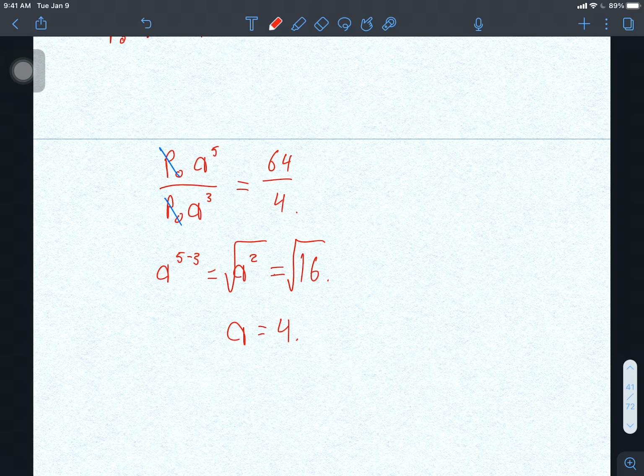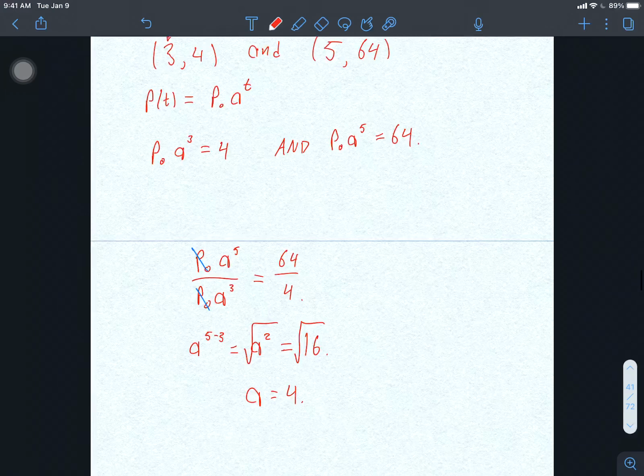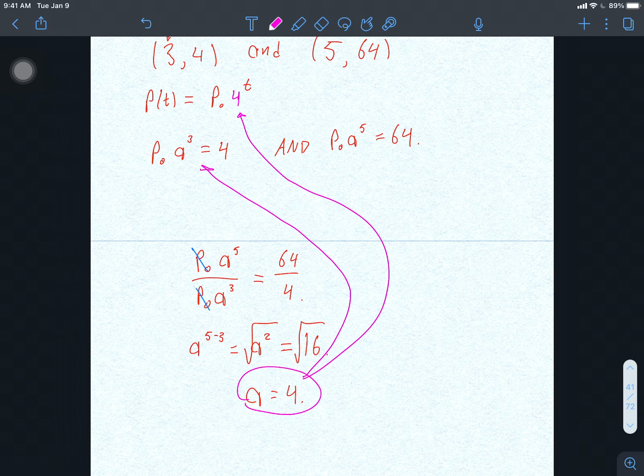So now I know what A is. I can update my equation from before. I'm going to take this and update my previous equation. Instead of P naught times A to the T, I'm going to write P naught times 4 to the T. Now my goal is to find out what P naught is. All I'm going to do is plug in 4 for A in one of these two equations to find out what P naught is.